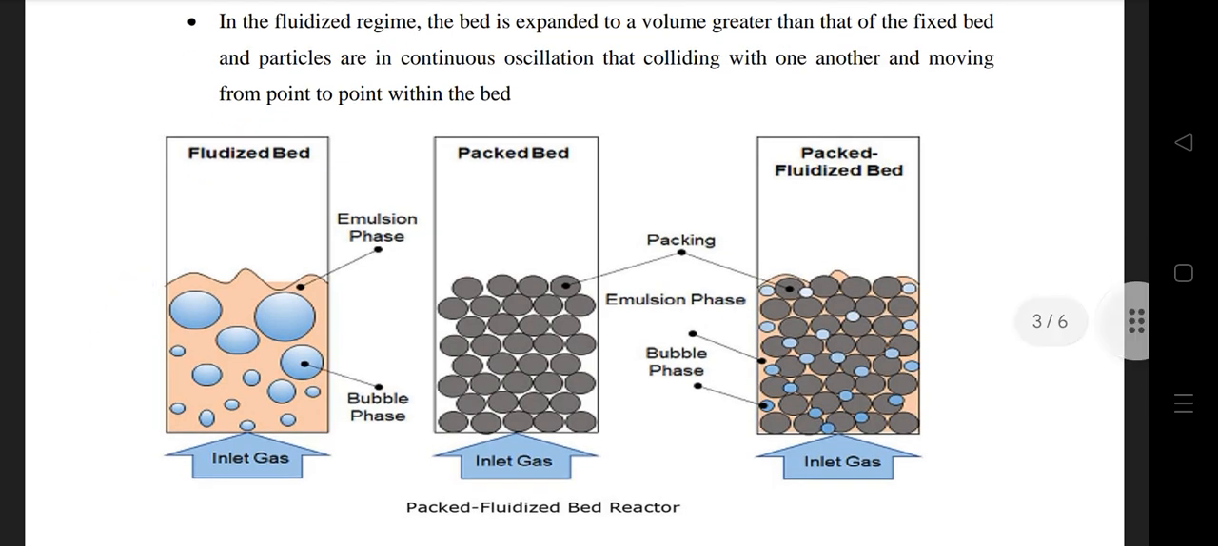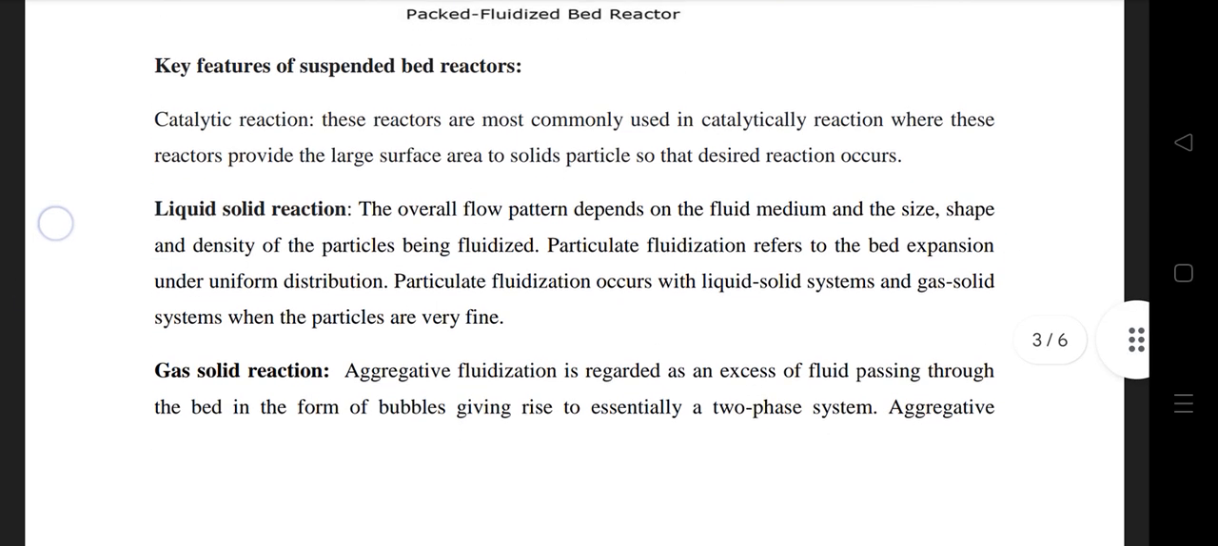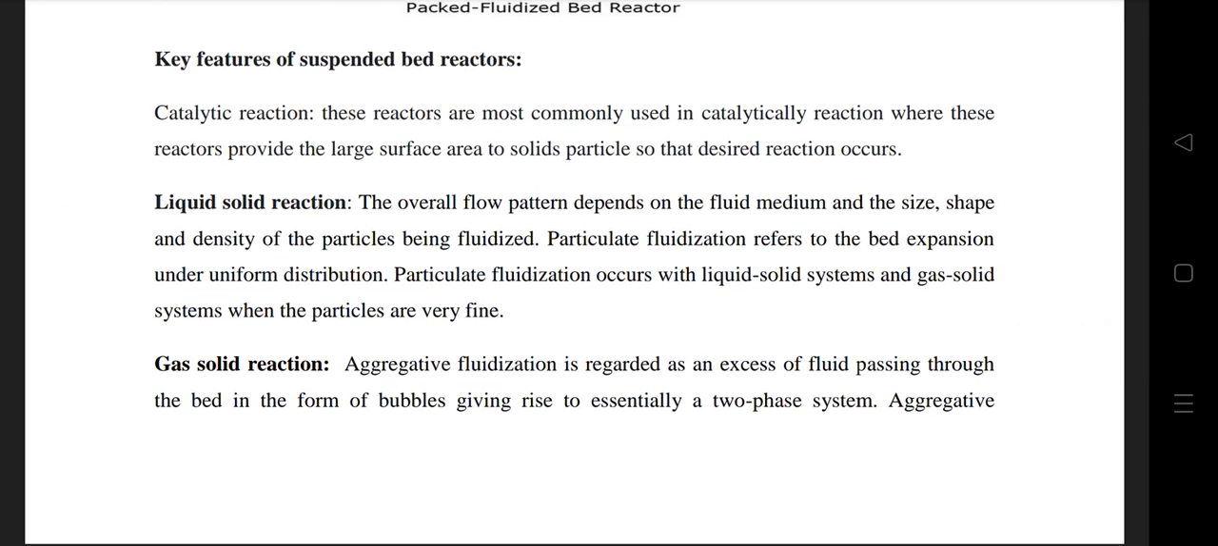This is the inlet gas, bubble phase and emulsion phase in fluidized bed reactors. In these reactors, the emulsion phase and the bubble phase are present. Key feature of the suspended bed reactors: the catalytic reaction. These reactors are most commonly used in catalytic reactions, in which the reactor provides a large surface area to the solid particles so the desired reaction can be achieved. Liquid-solid reaction: the overall flow pattern depends upon the fluid medium and the size, shape and density of the particle being fluidized.